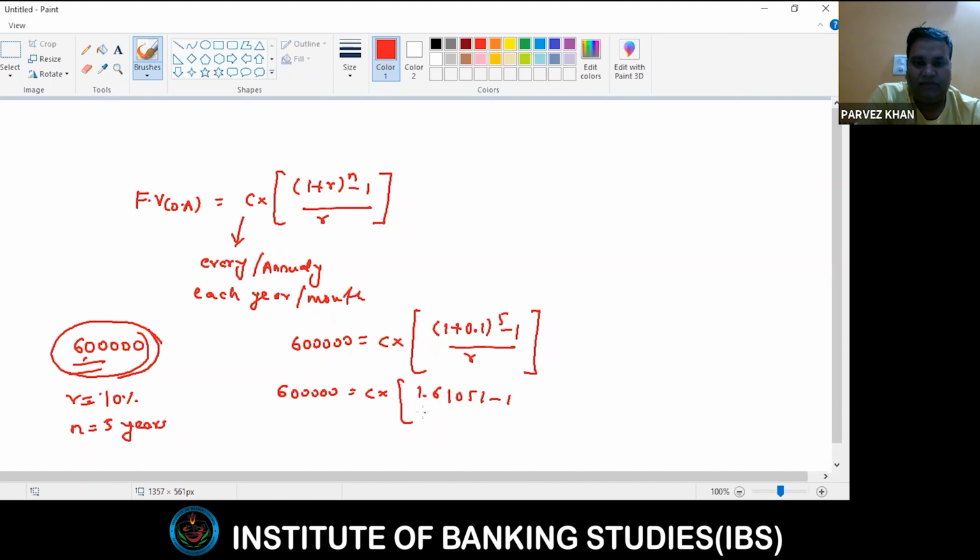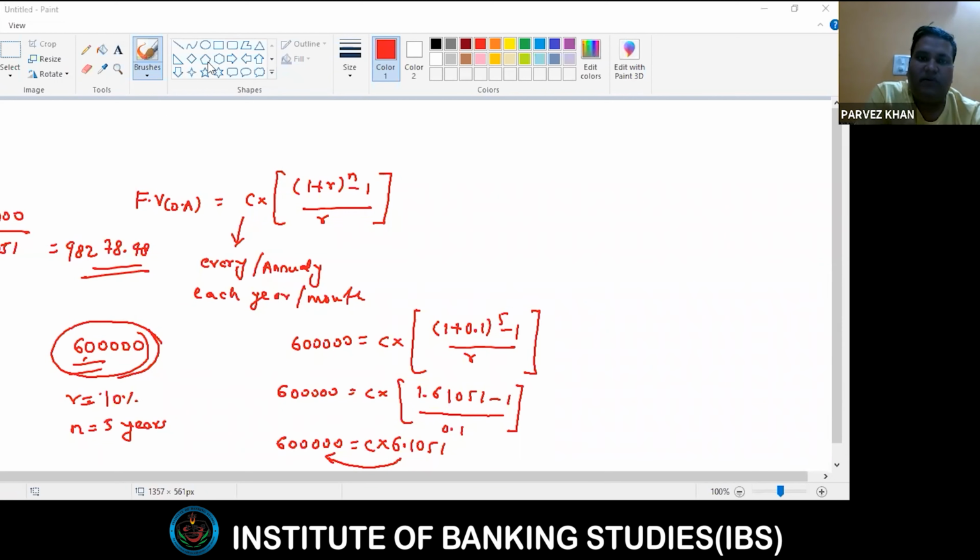So you'll get 1.61051 minus 1 divided by R, that is 6.1051. You can send this to the other side. Here it's multiplication, so when it goes to the other side it becomes division. Yearly it's about 98,278. You can divide by 6.1051 and get 98,278.48. Understood? Any doubt in how we are doing the calculations? No problem, right?